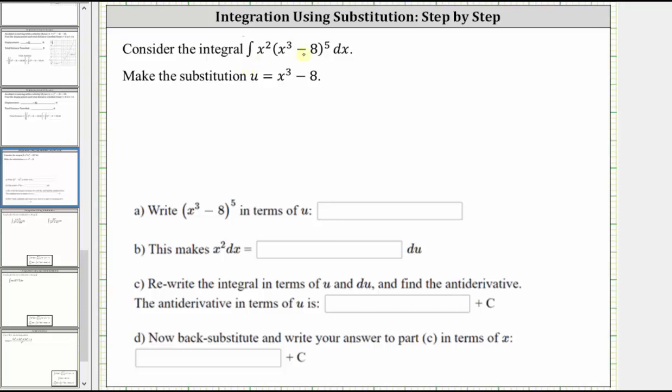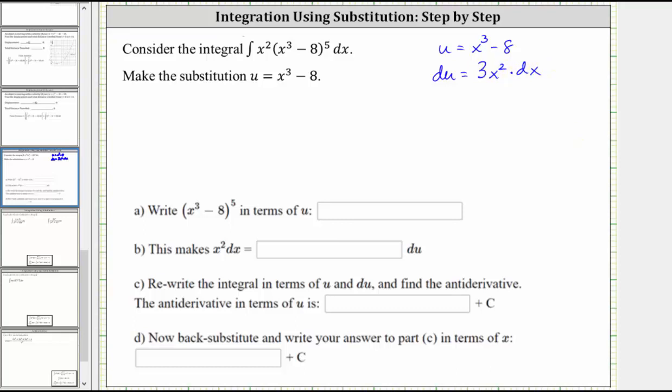We're asked to consider the given integral and make the substitution u equals x cubed minus 8. So if we let u equal x cubed minus 8, the next step is to find differential u, where differential u is equal to u prime times dx. U prime is equal to the derivative of x cubed minus 8, which is 3x squared, giving us differential u equals 3x squared times dx.